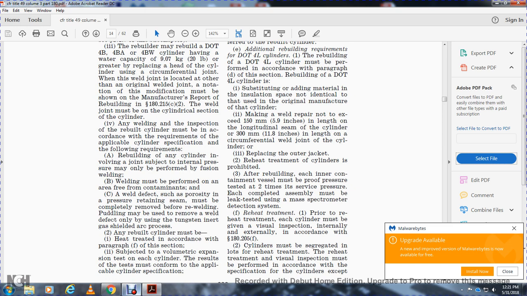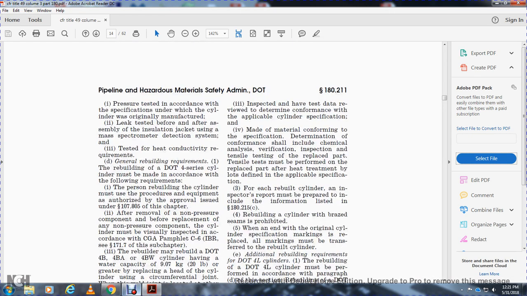Any rebuilt cylinder must be heat treated in accordance with paragraph F of the section, and subjected to a volumetric expansion test of the test cylinder. The result of the test must conform with the applicable cylinder specification. 3. Inspected, and have the test reviewed to determine conformity with the applicable cylinder specification. 4. Made with material conforming to the specification. Determination of conformance shall include a chemical analysis verification, inspection and tensile testing of the replaced parts. The tensile test must be performed on the replaced part after the heat treatment of the lots defined with the applicable specification for each of the rebuilt cylinders. An inspector's report must be prepared to include the information listed in statute 182.15c.